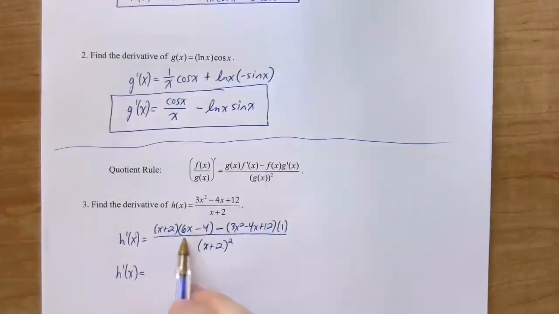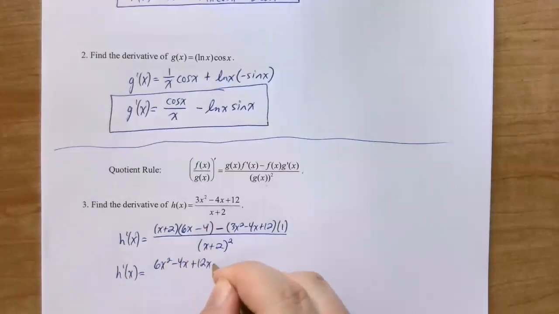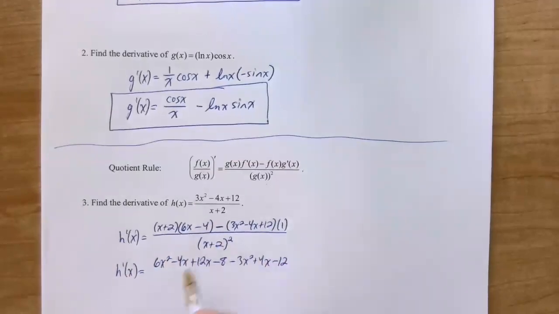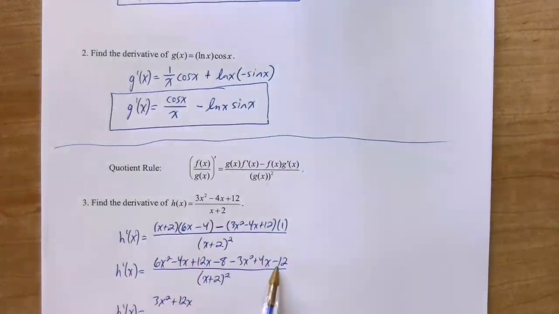So let's distribute this x plus 2 to the 6x minus 4. So 6x squared minus 4x plus 12x minus 8. The second part I can think about as a negative 1 being distributed to this polynomial. So that becomes minus 3x squared plus 4x minus 12, all over x plus 2 squared. I see some like terms we can combine. 6x squared minus 3x squared is going to be 3x squared. The minus 4x and the positive 4x cancel, leaving just that 12x. And the minus 8 minus 12 is minus 20, all over x plus 2 squared.